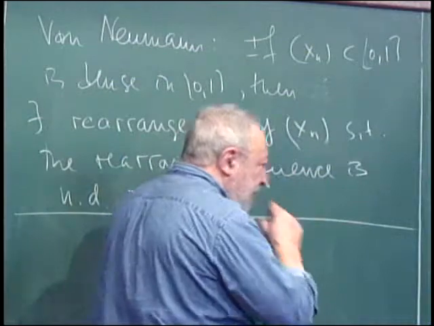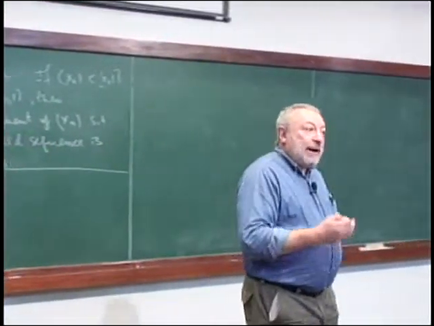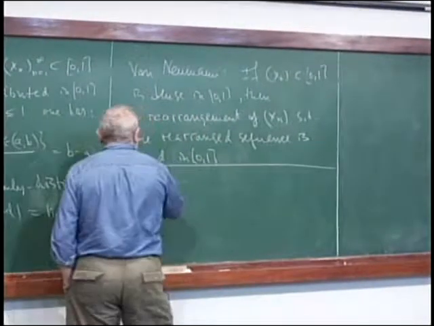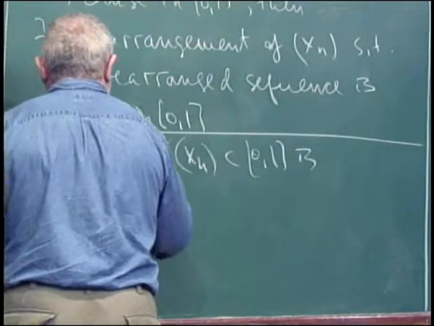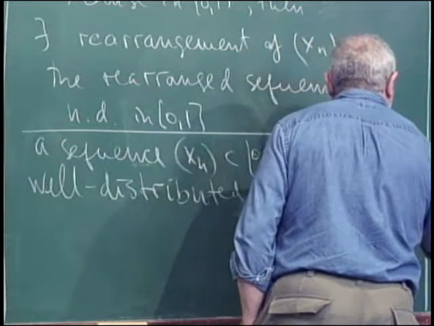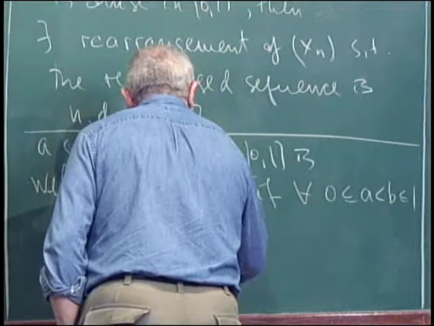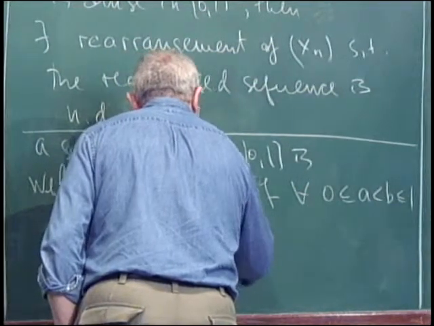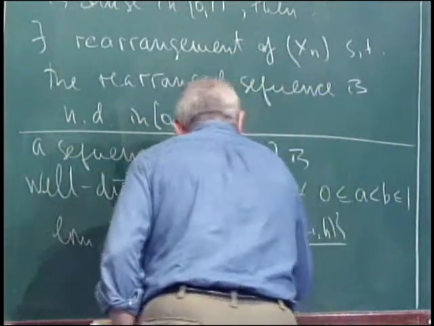Okay. Now, there is one more notion. It's called well distribution, which was, strangely enough, not noticed by Weyl, and which appeared only in the 50s or 60s. A sequence x_n is called well distributed if for any subinterval, the limit of the number of elements n such that x_n is in (a, b), divided by n.